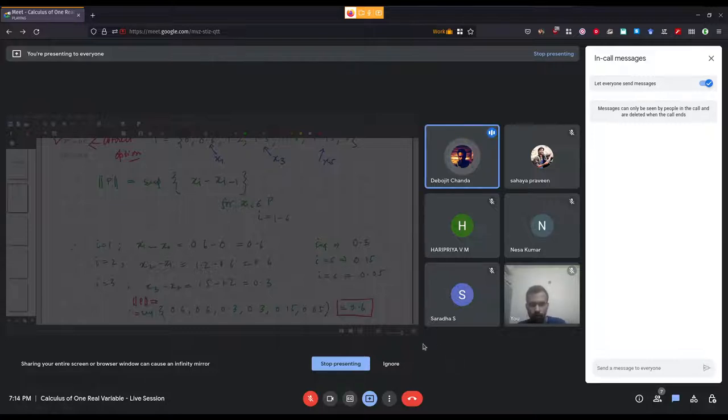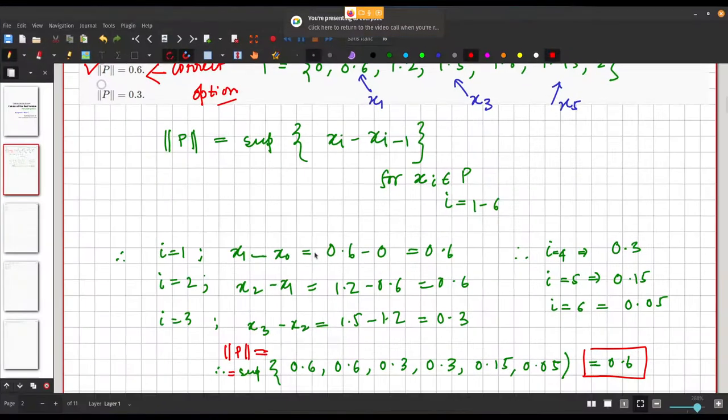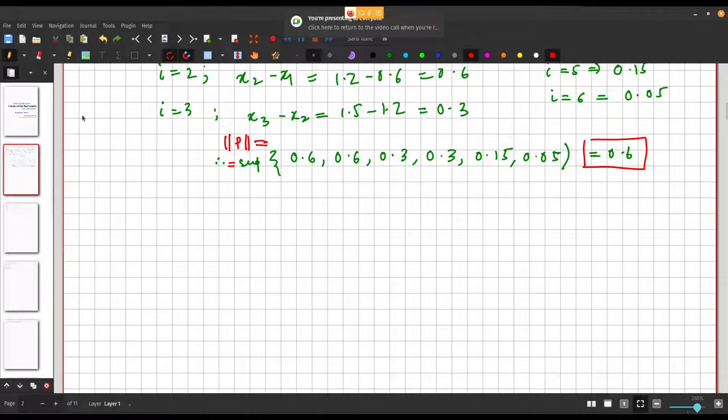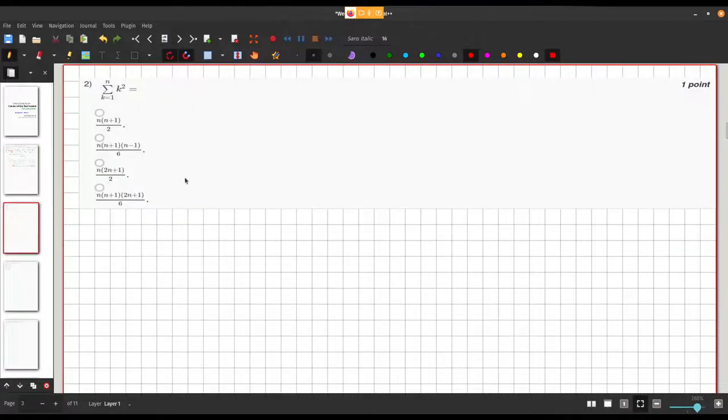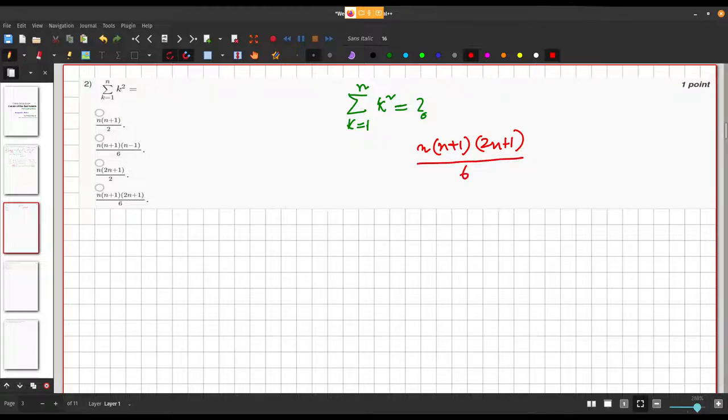Okay, so now I will move to the second problem, which is asking to calculate this summation. The summation is for k equal to 1 to n, the sum of k square, and we have to find the correct answer. All of you might know the formula. So the correct answer is n into n plus 1 times 2n plus 1 by 6.